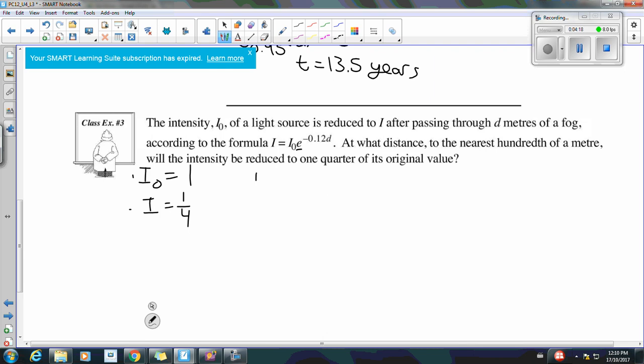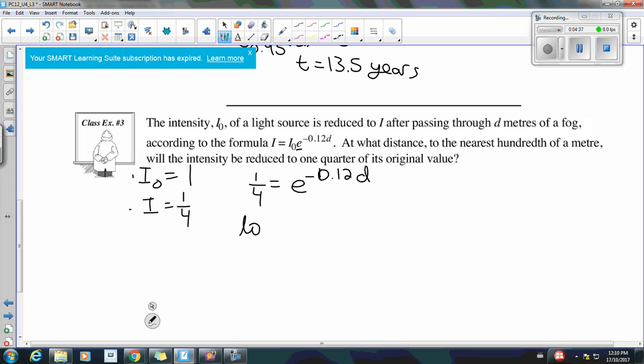So when I substitute in here, I say 1/4 is equal to this. So I substitute in 1/4 and 1. Now how am I going to solve for it? Well, again, you could change this to log form.